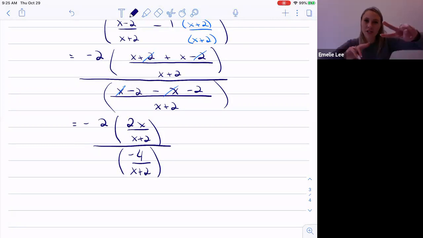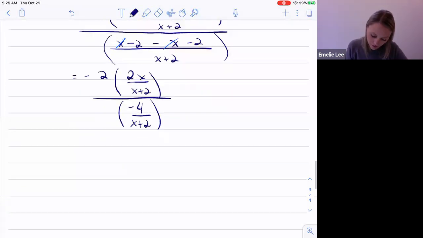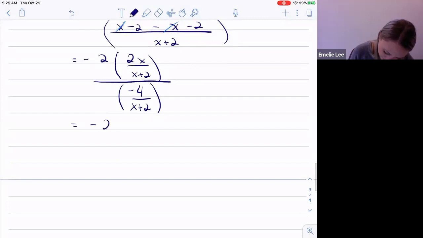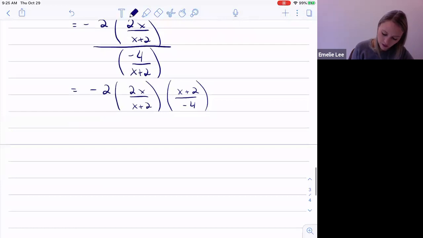I've got a fraction over a fraction, which means I have to flip and multiply, and that's when I'll be able to cancel these x plus 2's, right? That's when they're going to cancel out, but not until then, so you have to be really careful. Negative 2 times 2x over x plus 2 times x plus 2 over negative 4. The x plus 2, this is where I can show that they cancel.